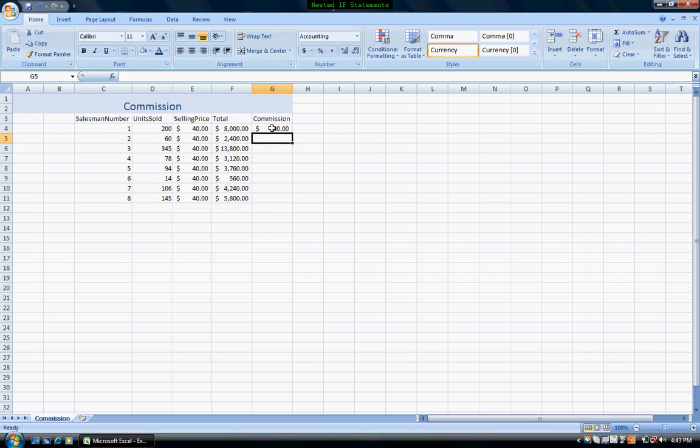So 0.05 times 8,000 is 400. So I'll just expand that to the other 8 salesmen. And you can see that salesman number 2 sold 60 units, which is between 50 and 100. So he earned a 3% commission on the total. And it just keeps going from then on. So the if statement nested in the 5% if statement pretty much determines if they're going to get 2, 3, or 5% commission. And that's how I do a nested if statement.